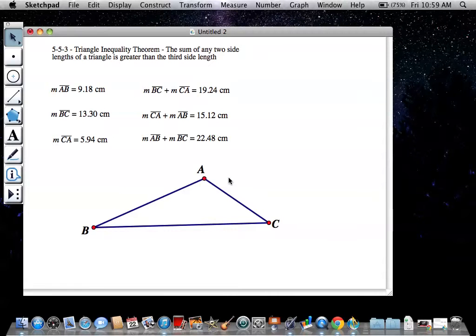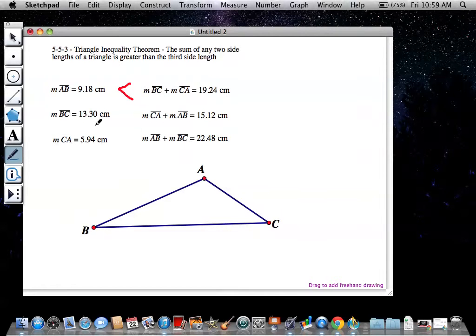The last theorem is the triangle inequality theorem, and it says the sum of any two side lengths of a triangle is greater than the third side length. I have all three measurements for this triangle right here, and I have AB here, so BC plus CA, I add those together, it gives me 19.25. In every triangle, this sum should be bigger.